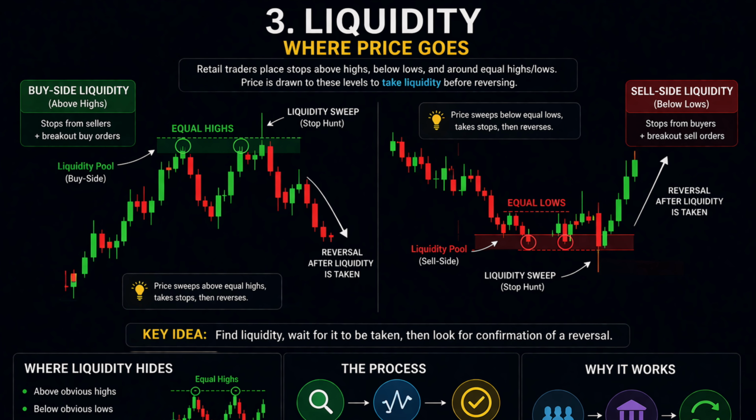One more detail. You'll hear the terms buy-side liquidity and sell-side liquidity. Buy-side liquidity sits above highs, stops from sellers, plus breakout buy orders. Sell-side liquidity sits below lows, stops from buyers, plus breakout sell orders. Your job is simple. Identify where liquidity is sitting, then watch how price reacts when it gets taken.